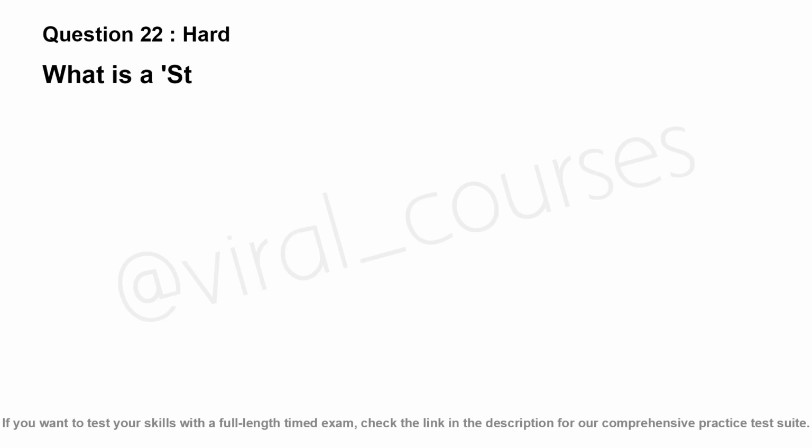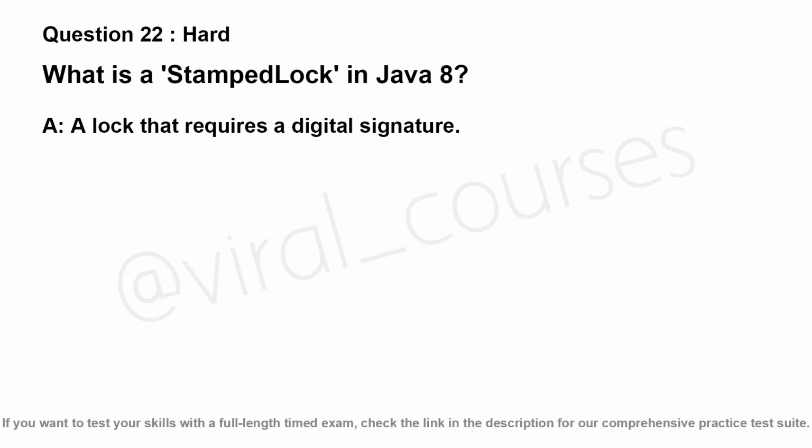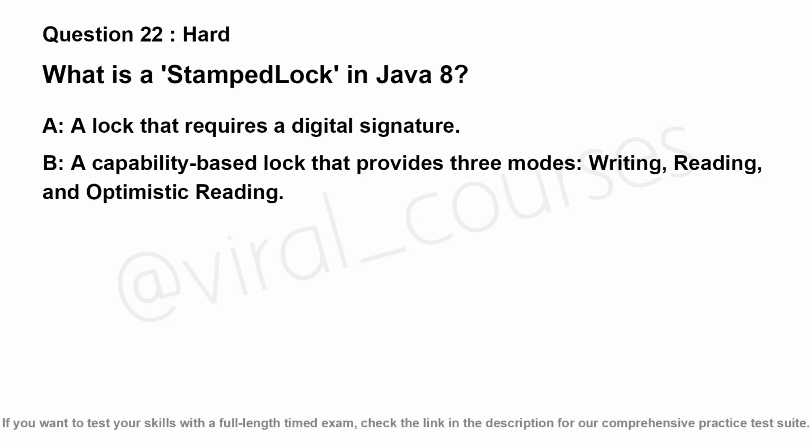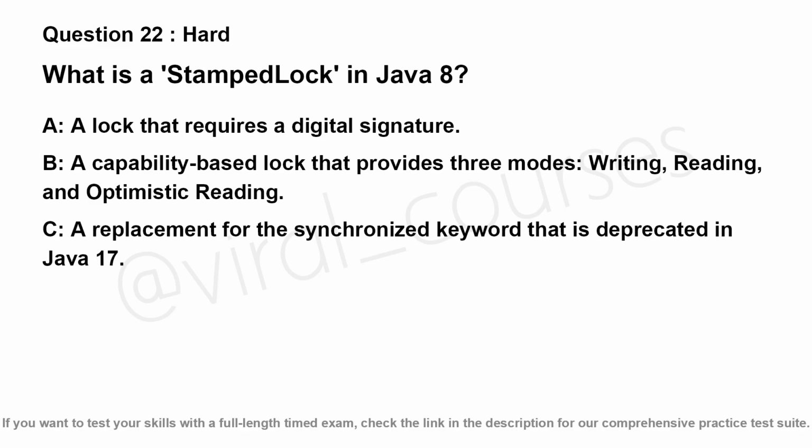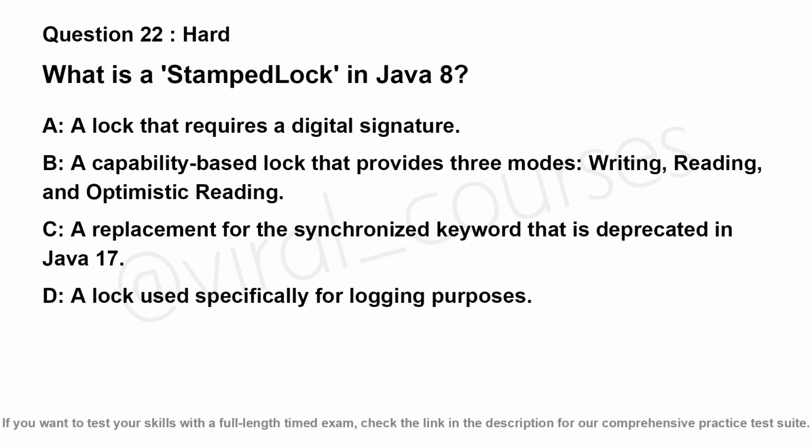What is a StampedLock in Java 8? Option A, a lock that requires a digital signature. Option B, a capability-based lock that provides 3 modes: writing, reading, and optimistic reading. Option C, a replacement for the synchronized keyword that is deprecated in Java 17. Option D, a lock used specifically for logging purposes.